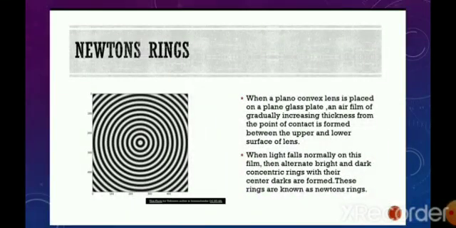Newton rings. When a planar convex lens is placed on a glass plate, a thin film of gradually increasing thickness from the point of contact is formed between the upper lens and the lower glass plate. When light falls normally on this film, alternate bright and dark concentric rings with their centers dark are formed. These rings are known as Newton rings.